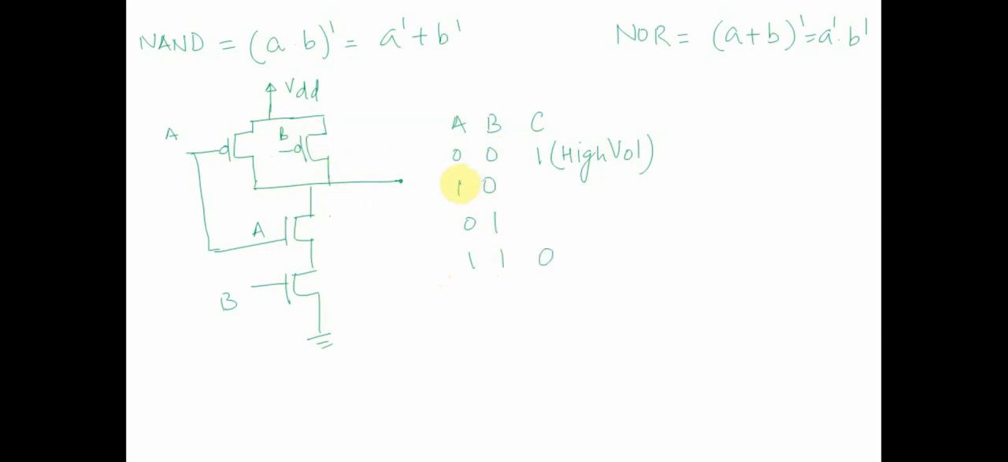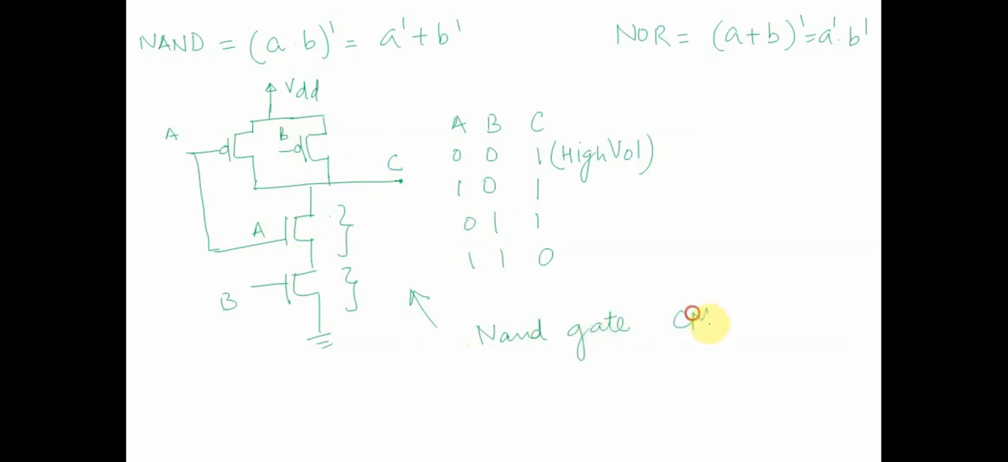But in case any one, A or B, any one of them is 0, the lowermost would act as an open circuit, either this or this. But one of these points will definitely act like a short circuit. So in both of the cases, the output would be 1. So this is what we say is the NAND gate using CMOS technology.